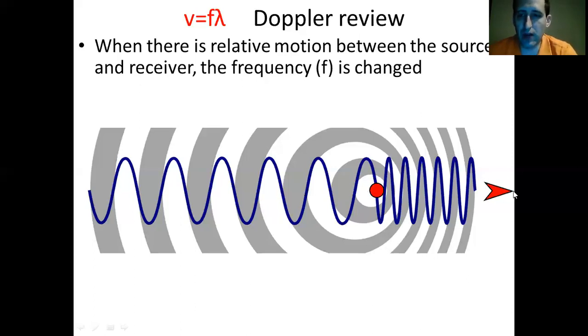So this red arrow indicates that the red dot is moving to the right. So as they move to the right, they make a wave, and then they chase after the wave and make another wave. And so those waves are scrunched together, right? There's less distance between them because the source followed the wave. And at the same time, behind them, they make a wave, and then they run away before they make another wave. So those waves are stretched out. They're longer than they would be.